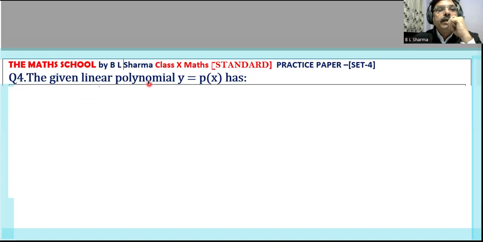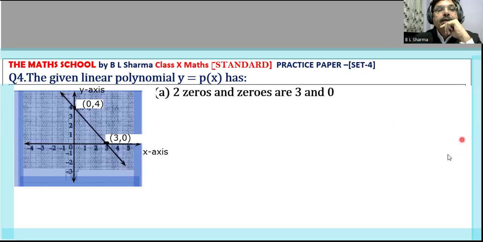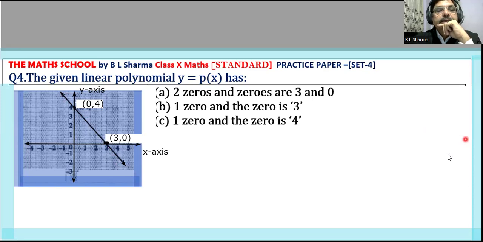The given linear polynomial, that is y is equal to p of x has... देखिए मैं इसको विजुलाइज करता हूँ. ये एक ग्राफ है, that is polynomial p(x), और इसके ऑप्शंस हैं. A: it has 2 zeros and the zeros are 3 and 0. B: 1 zero and the zero is 3. C: 1 zero and the zero is 4. And D: 1 zero and the zero is 0.